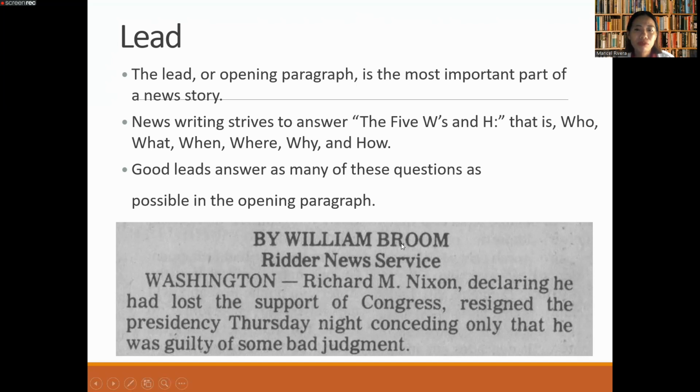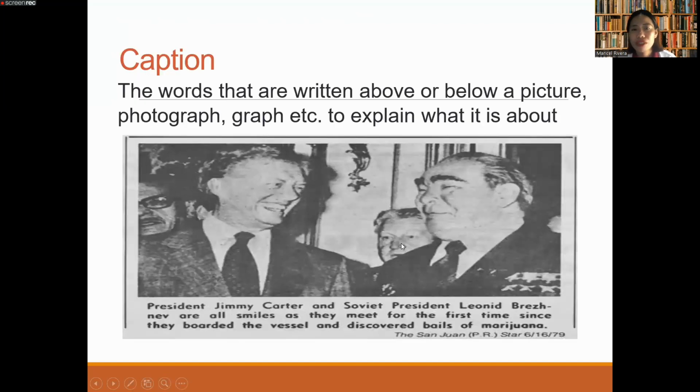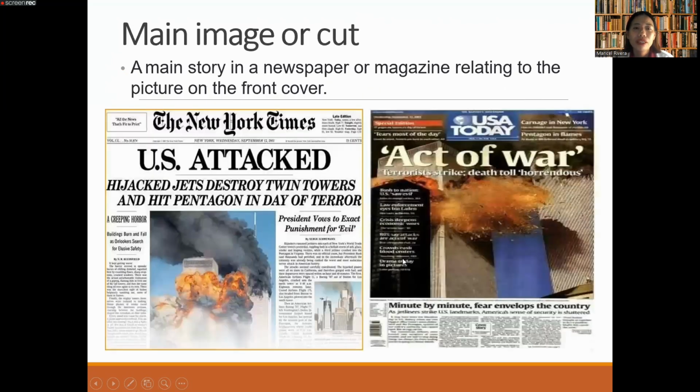Okay, now let's proceed to the caption. The caption is so easy to understand. In fact, you have been doing this when you post some works in your social media or other channels. The words that are written above or below a picture, we call that the caption. Now we have here the main image or cut, a main story in a newspaper or magazine relating to the picture on the front cover.